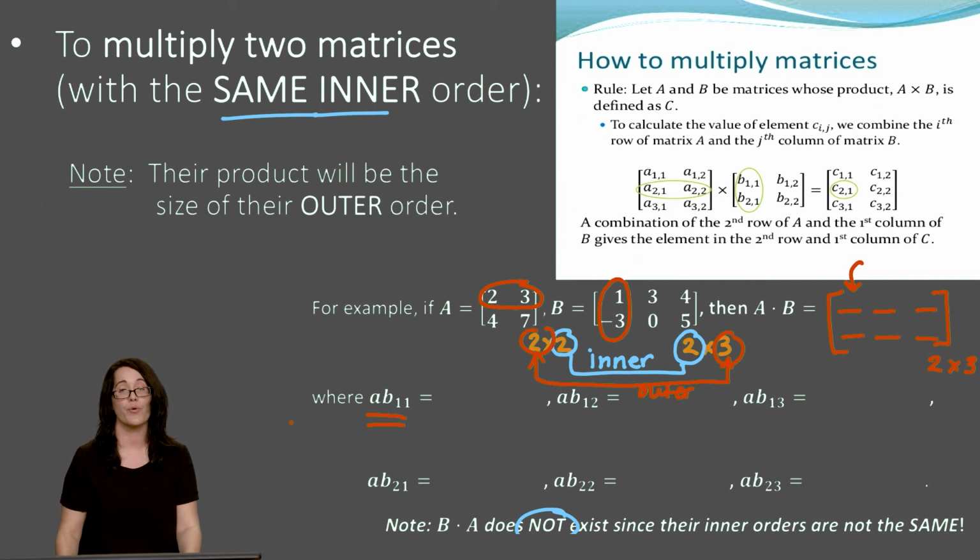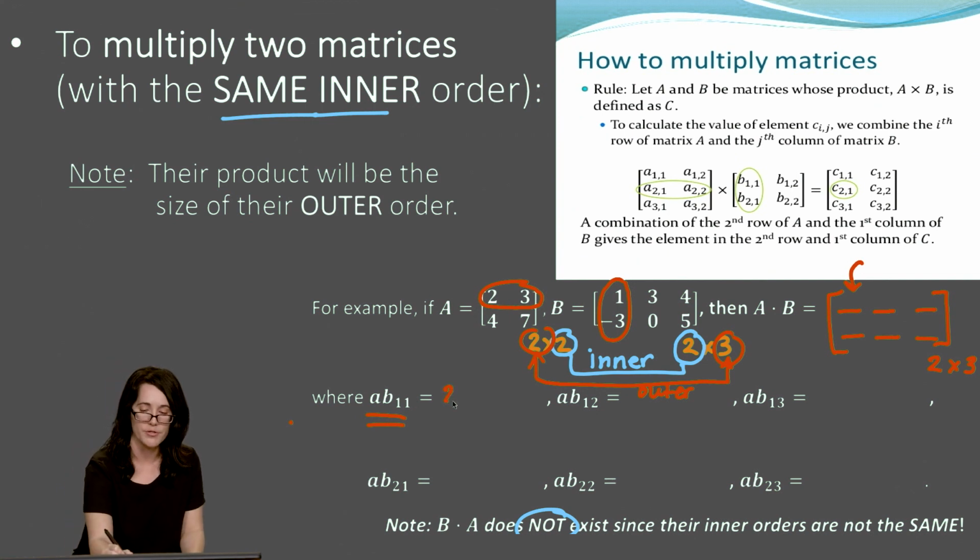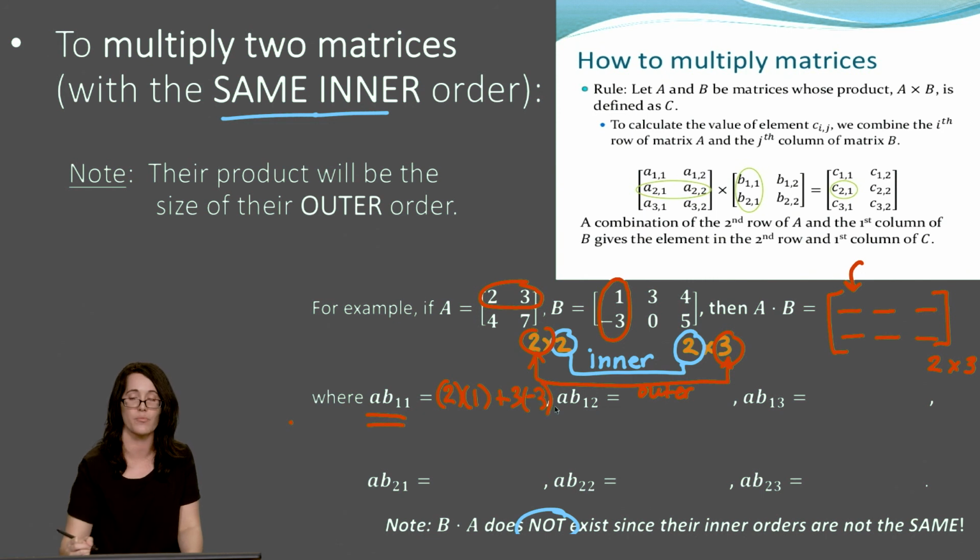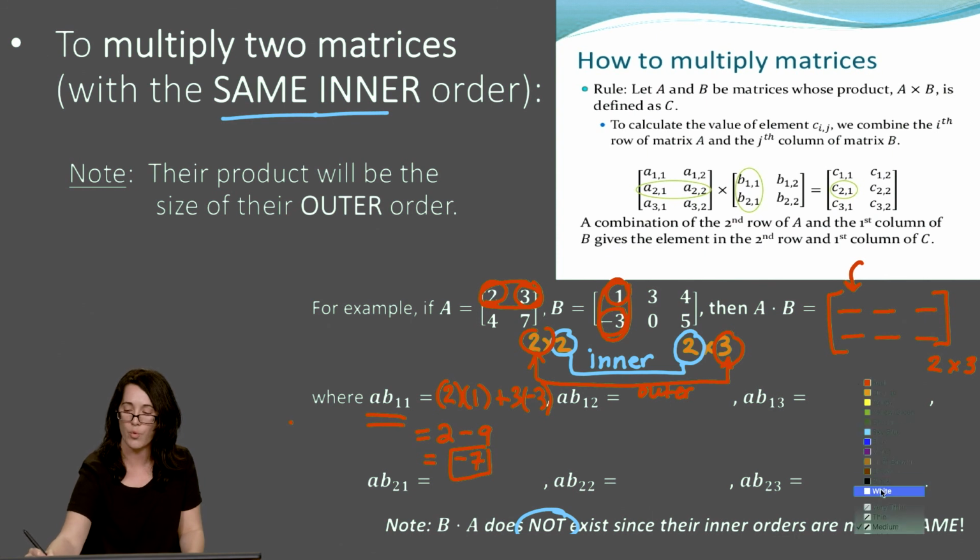Now, how do we do this? We're going to multiply 2 by 1, so 2 times 1, and we're going to add the result of 3 times negative 3. So let's see if you followed what I did. I did this entry 2 with this entry 1. I did this entry 3 with this entry negative 3. I multiplied together and added. So this would become 2 minus 9, wouldn't it? In other words, that entry is a negative, that's right, negative 7. So I now know that entry 1, 1, the entry in the first row and first column of my product matrix, is a negative 7.